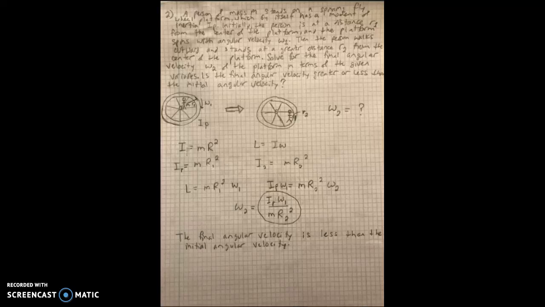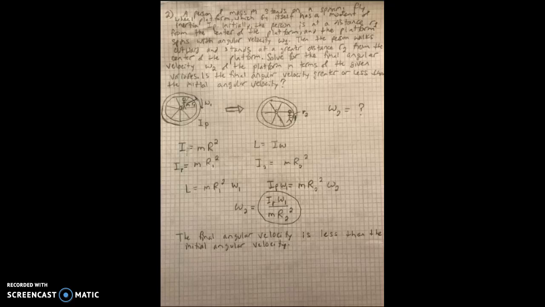Alright, so problem 2, a conservation of L problem. A person of mass m stands on a spinning flywheel platform, which by itself has a moment of inertia, I subscript p. Initially, the person is at a distance r1 from the center of the platform, and the platform spins with angular velocity, omega subscript 1.